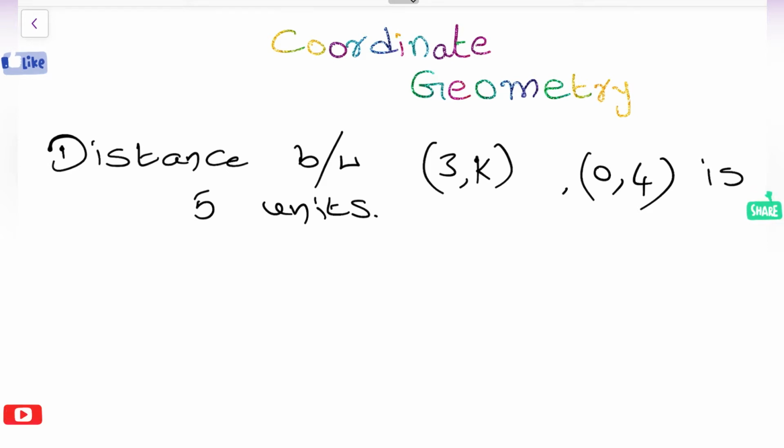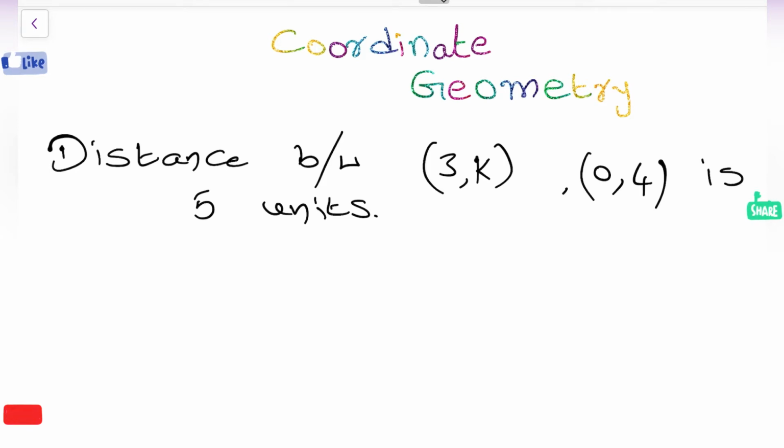In the previous question, they gave this value as 3, 0 and this is 0, 4 and they asked us to find the distance. Now in this question, they gave this point as 3, k and this point as 0, 4 and they gave the distance also. Now we need to find out the k value. Distance between 3 comma k and 0 comma 4 is 5 units. Then find the k value.